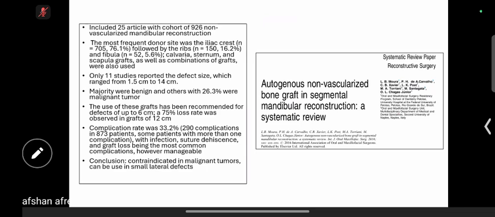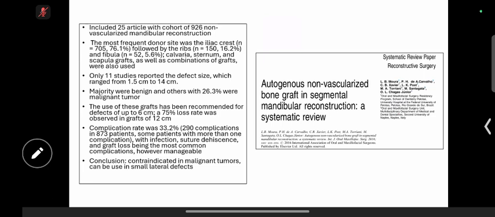This is a systematic review paper by Mora et al., in which they included 25 articles with a cohort of 926 patients of non-vascularized bone mandibular reconstruction. The most frequent donor site was the iliac crest at 76%, followed by ribs at 16%, and fibula at 5%. Then calvaria, sternum, and scapular grafts, as well as combinations of grafts, were also used.